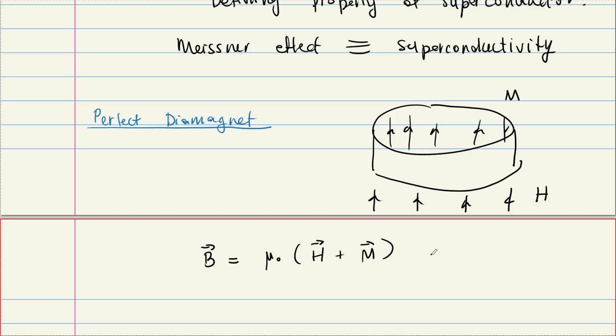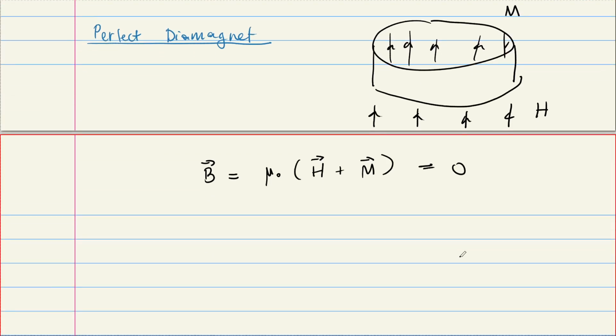But we are saying that B is equal to 0 inside the superconductor, right? That's what the argument was. And the superconductor is generating its M such that it cancels H. That means M is equal to minus H. And there is something called magnetic susceptibility. Chi is defined as dM/dH as H goes to 0. That means how much magnetization you have given the external field. And from here we can see this is equal to -1.